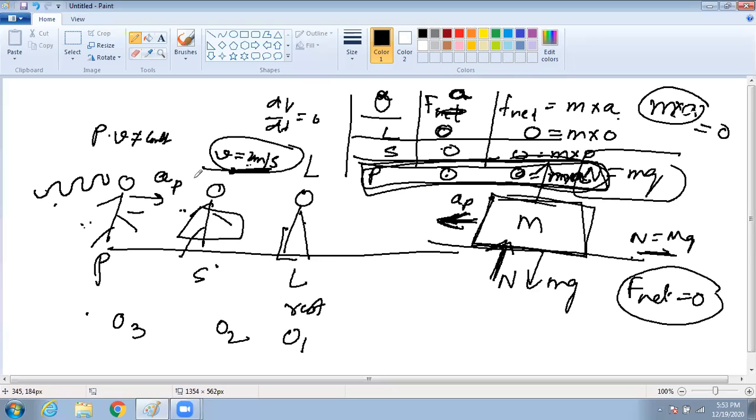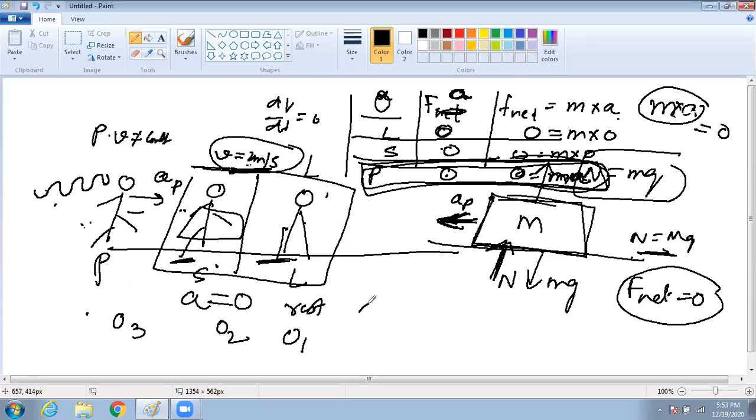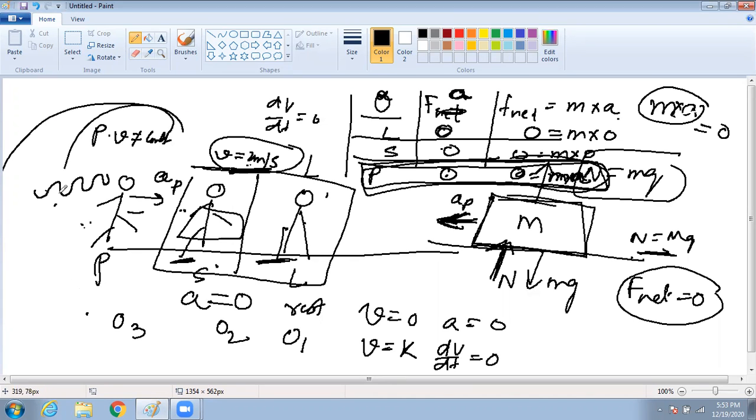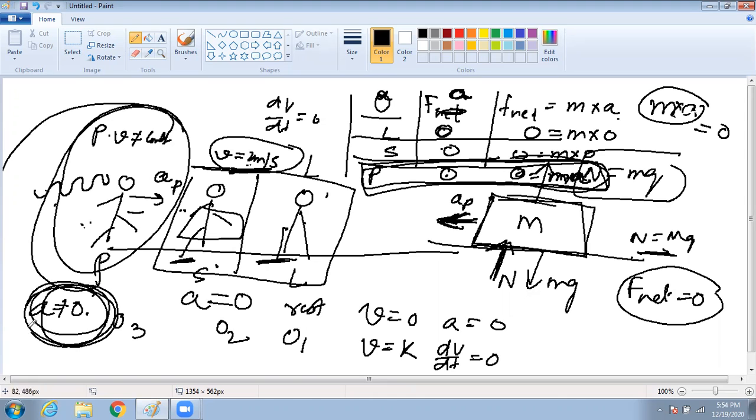Because all was fine till here, because the acceleration of the observer is 0 here. Here also the observer's acceleration is 0, a is 0. Why? Because when v is constant, dv by dt is 0, because when the velocity is not changing, obviously the acceleration will become 0. But there was a problem here, because the observer's velocity is changing. That means the acceleration is no more 0. So this type of reference is called a non-inertial reference. Clear?